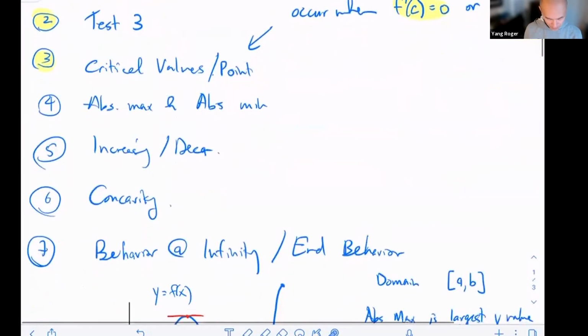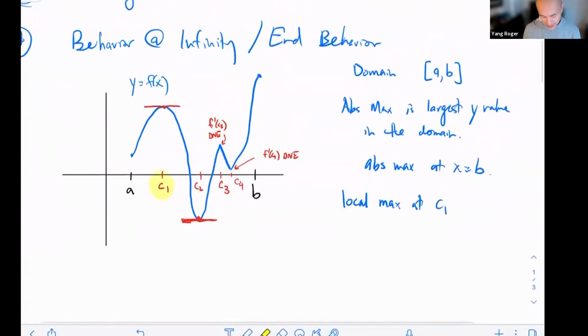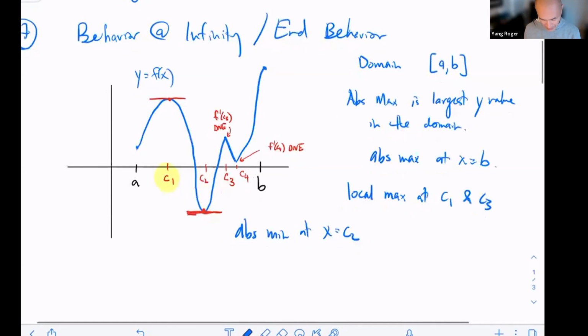Same thing with absolute minimums. In this case, if you looked at the absolute minimum, you would be asking, what's the smallest Y value? And that occurs at C2, right? Because this point is lower than everywhere else. So we have an absolute min at X equal to C2. These are just different examples I have, just to make it clear. We have a local maximum at C3, right? And then we have a local minimum at C4.